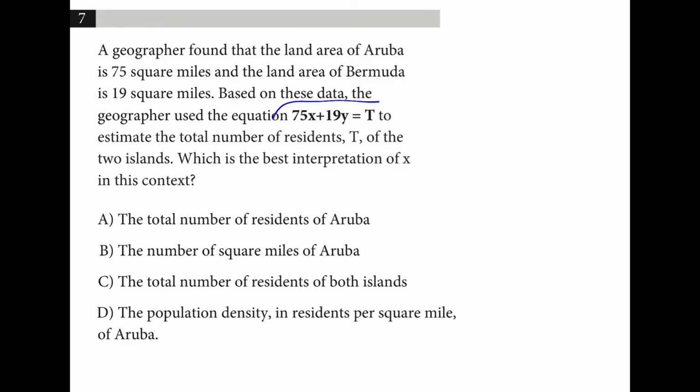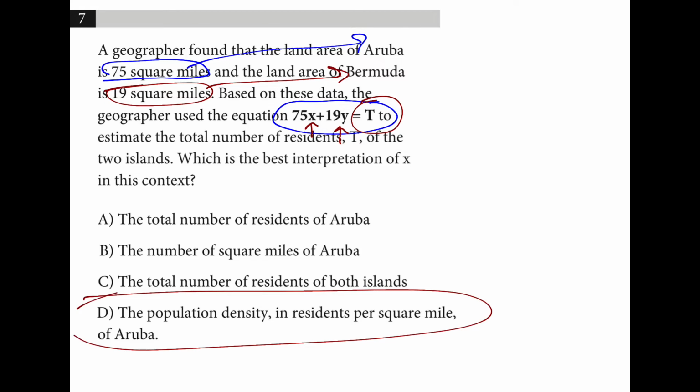We have this equation here, which takes the number of square miles that are in Aruba and the number of square miles that are in Bermuda, and multiplies it by a variable in order to give us the total number of residents. So that's going to be the population density that we are multiplying by. How many residents are there per square mile? Well, we take the density times the number of square miles. So that's why D is the best choice.